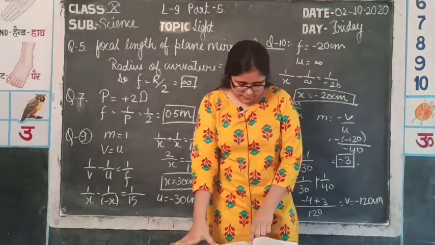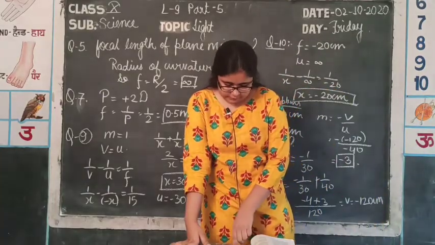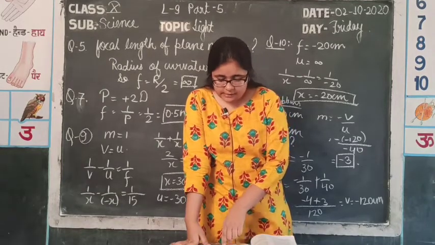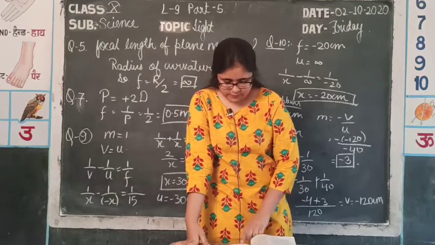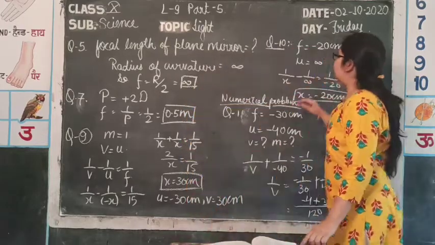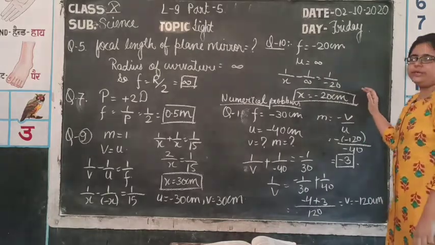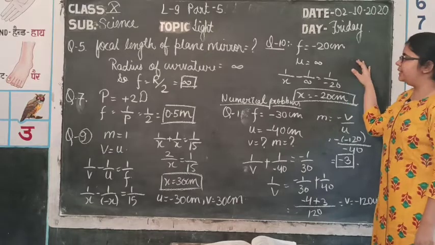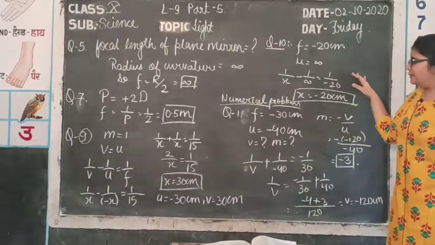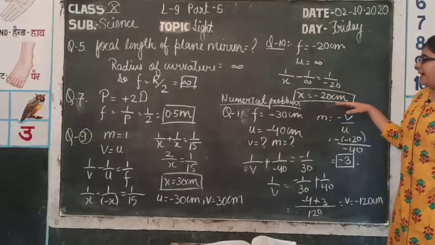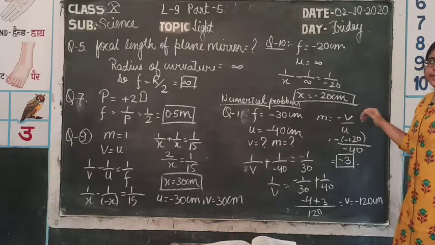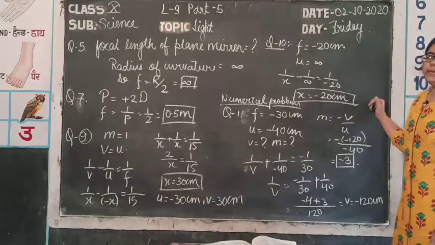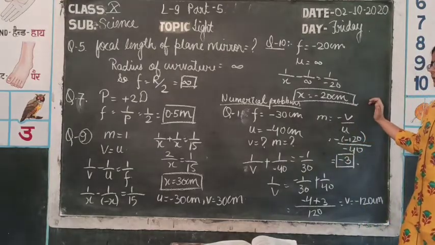Now, question number 10. An object is placed at infinity with respect to a concave lens of focal length 20 centimeter. Distance of virtual image from lens will be? So, in this question, focal length is given of a concave lens. So, the focal length will be negative, minus 20 centimeter, and object will be at infinity. So, V will be minus 20 centimeter, that will be formed towards the left hand side, and in lenses the images which are formed towards the left hand side will be virtual.